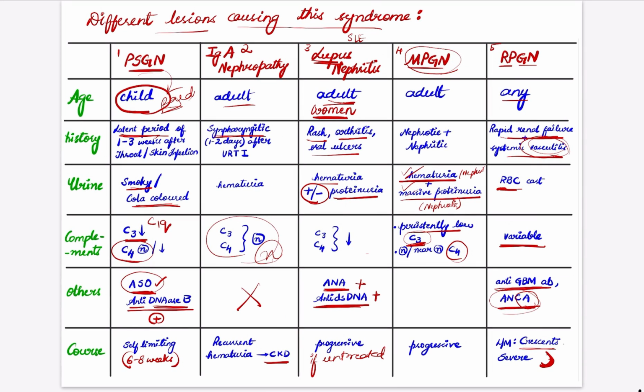Coming to the course, PSGN is self-limiting; it resolves by itself in 6 to 8 weeks. For the others, SLE, if left untreated, will be progressive. MPGN and RPGN are progressive and severe illnesses. IgA nephropathy is intermediate; if recurrent hematuria keeps recurring, it may progress to CKD, chronic kidney disease. So this is all about the different lesions causing this syndrome.